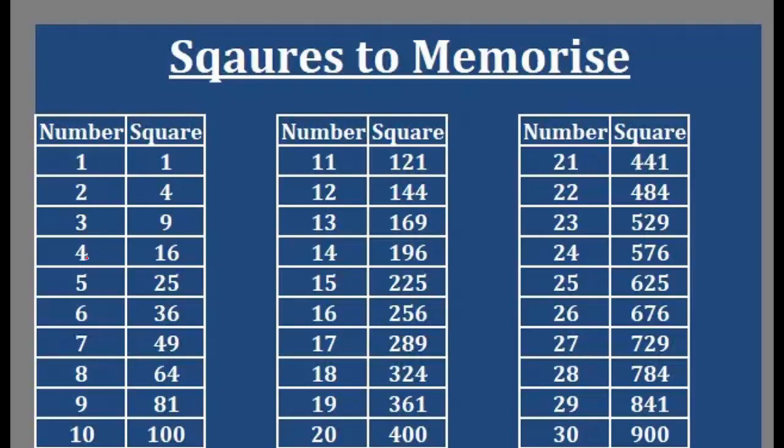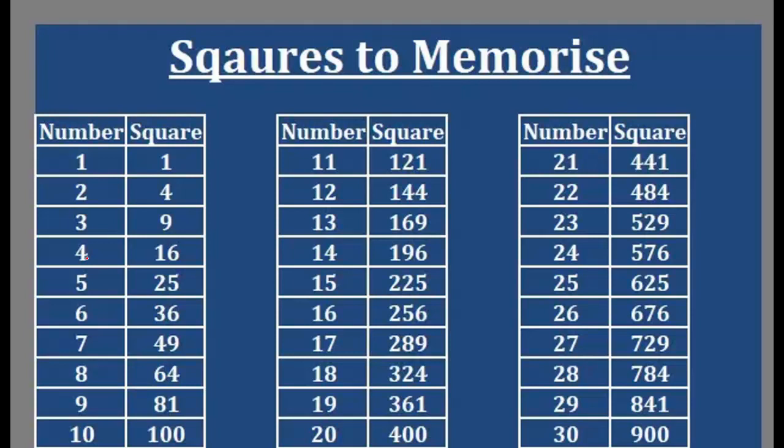3 square 9, 4 square 16, 5 25, 6 36, 7 49, 8 64, 9 81, 10 100, 11 121, 12 144, 13 169, 14 196, 15 225, 16 256, 17 289, 18 324, 19 361, 20 400, 21 441, 22 484, 23 529, 24 576, 25 625, 26 676, 27 729, 28 784, 29 841, 30 900.